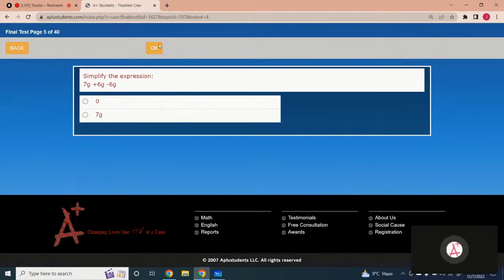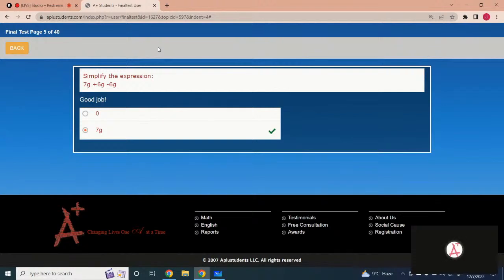Okay, simplify the expression 7g plus 6g minus 6g. So which is the correct option? 6g minus 6g is 0, and 7g plus 0 is, very good, 7g. Just select the correct option and then click on the OK button. Very good.